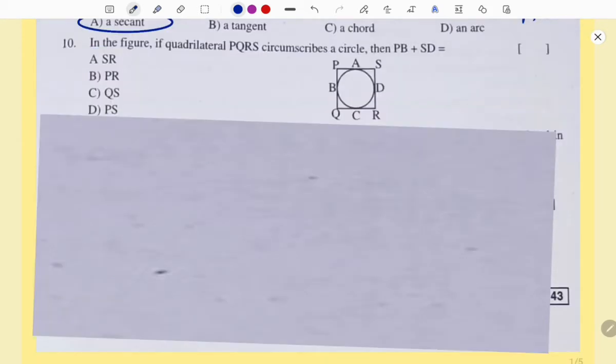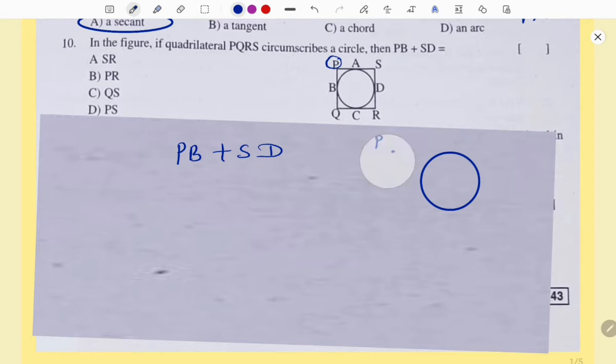Now, once you see the 10th question, once you observe this diagram, very important diagram. Here, a quadrilateral PQRS circumscribes a circle like this. Now, then PB plus SD is equal to what? Now, see, suppose you consider a point P. Suppose here for this circle, P is the external point.